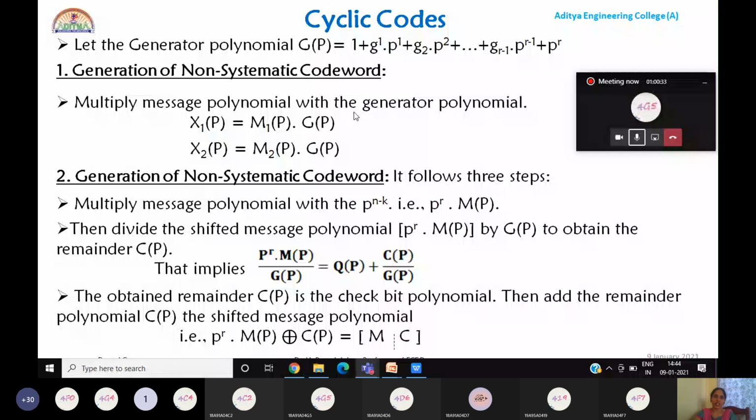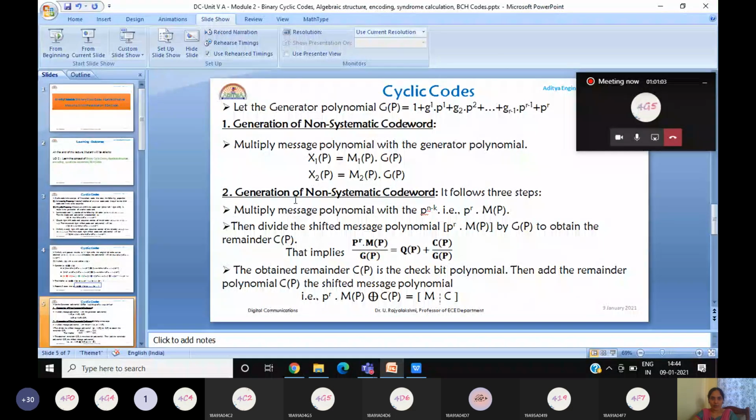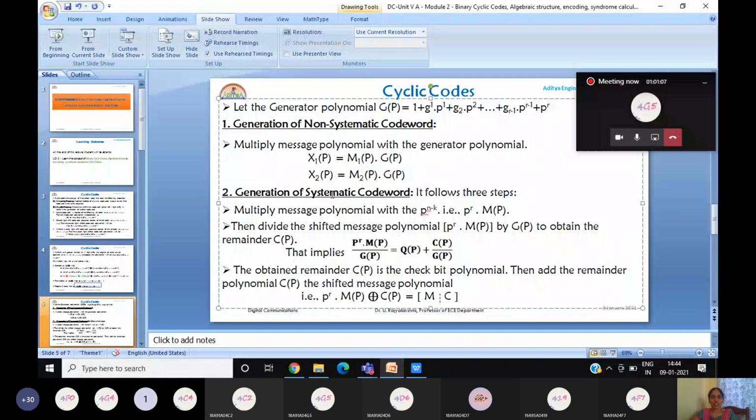So the questions ask you to generate the non-systematic code word for some message bits. So message bits will be given to you and a generator polynomial will be given to you, and you are asked to calculate the code words. And what you have to remember is that the code words can be generated by using either the non-systematic procedure or the systematic procedure. Okay, so this is non-systematic and this is systematic procedure. So generation of non-systematic code word and generation of code words using systematic procedure.